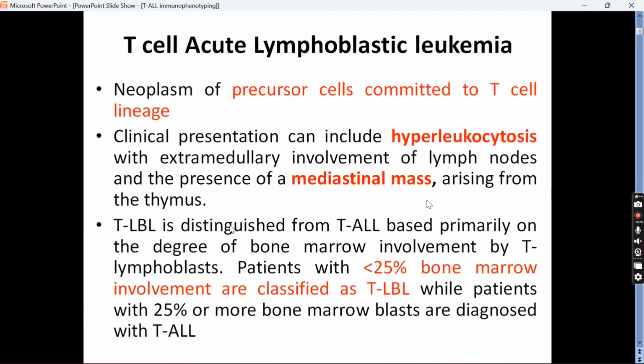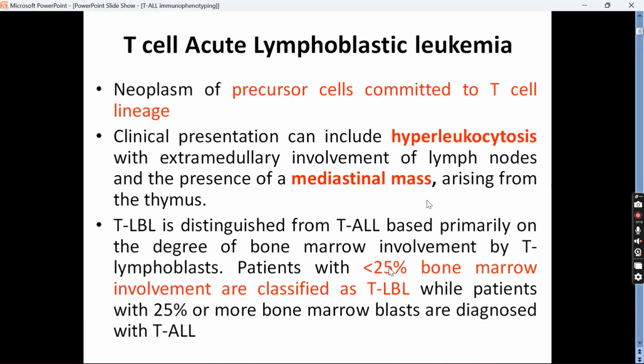T lymphoblastic lymphoma should be distinguished from T acute lymphoblastic leukemia based on the degree of bone marrow involvement. When you find a large mediastinal mass, do a needle biopsy and find it to be TLBL, and then you do a marrow and check for any marrow involvement, if it is less than 25%, you label the diagnosis as T lymphoblastic lymphoma. And when the marrow is involved with greater than 25% blast, then you call it T acute lymphoblastic leukemia.